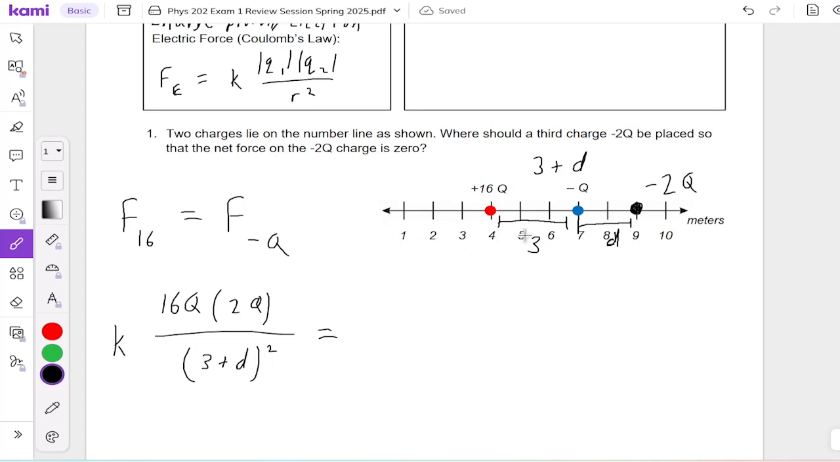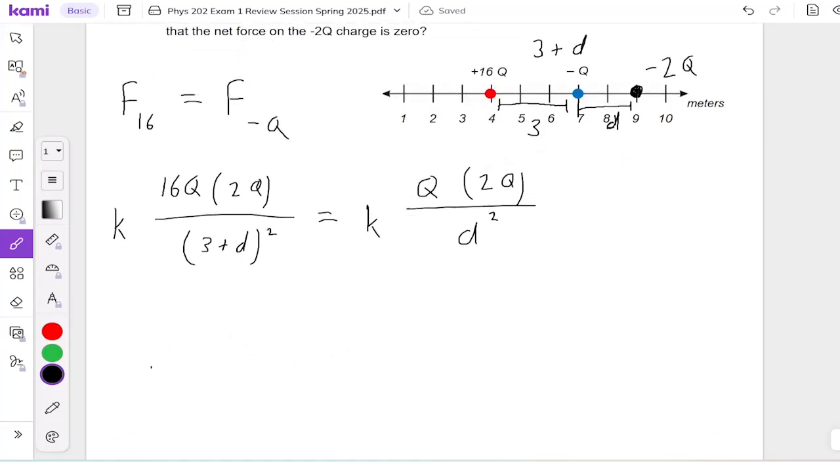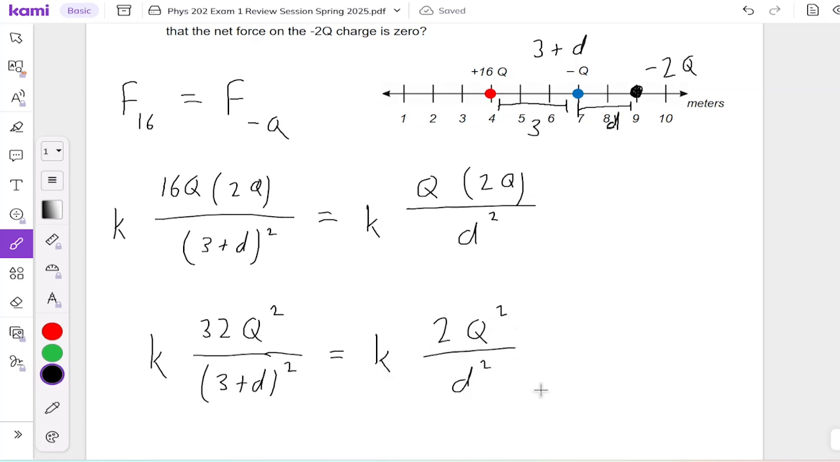For the second charge, for the blue dot, it's going to be K. Charge 1 is negative Q, but again, I use absolute values, so positive Q. And then also positive 2Q, because of the absolute value, divided by, this is only going to be D squared. So I can reduce this a little bit. For instance, it's going to be K 32Q squared over 3 plus D quantity squared equals K 2Q squared over D squared.